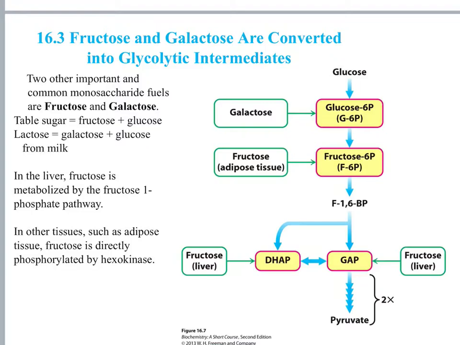What about fructose and galactose? Well, fructose in the liver can be, through several steps, converted into dihydroxyacetone phosphate and glyceraldehyde 3-phosphate, and those two are glycolytic intermediates as well. In most tissues, including adipose tissue, fructose is converted into fructose 6-phosphate in one step. And I'm going to show you that.